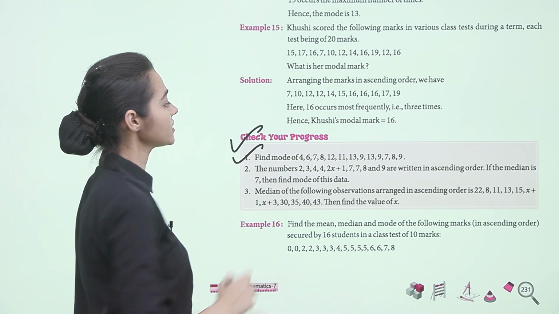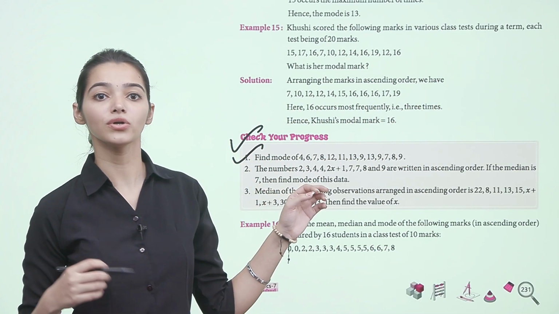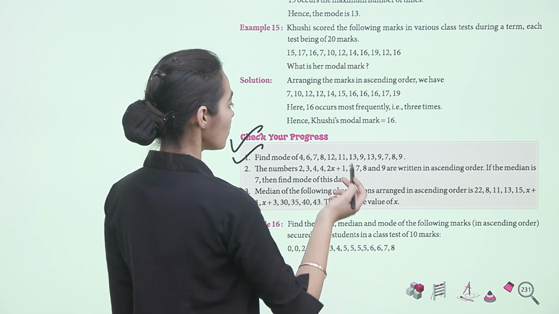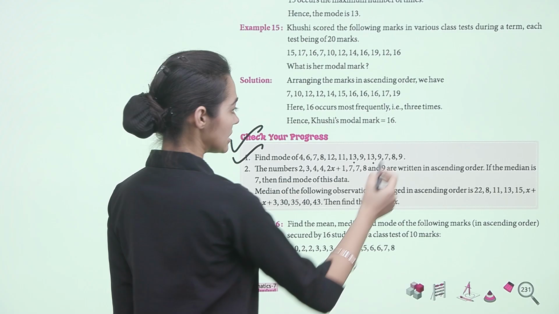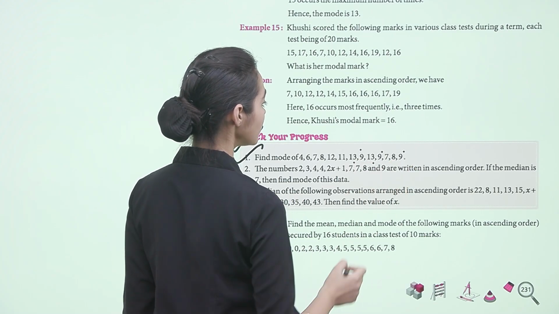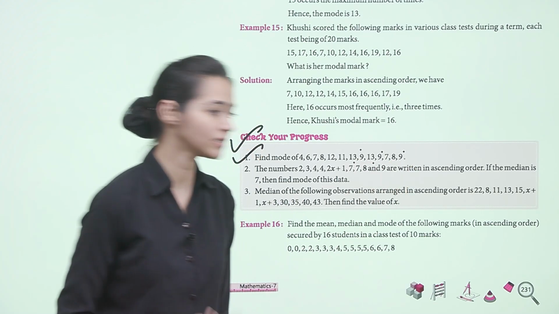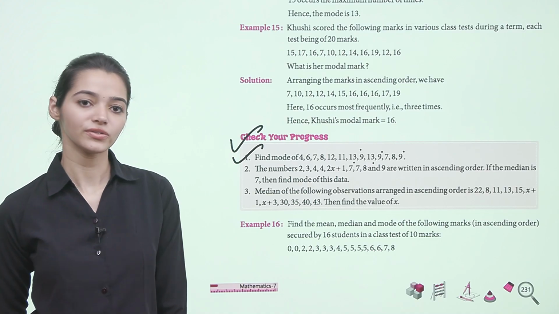Now let's start with check your progress. Here you have to find the mode of these numbers. 4 cannot be the mode, 13 appears twice, 9 appears thrice. So that means 9 is what? 9 is the mode. That's how you can solve the remaining ones.